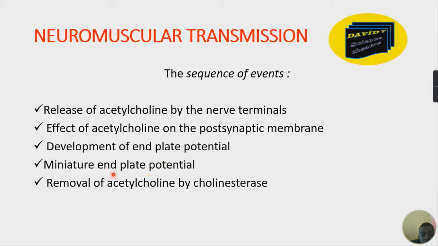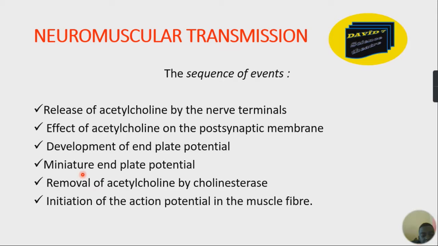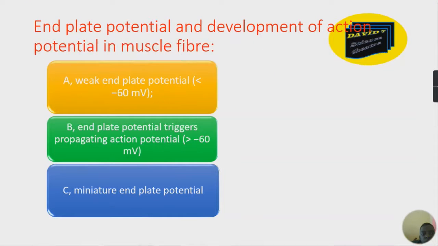We're going to talk more about a few things here. These are common, we saw them in synaptic transmission. And lastly, the initiation of an action potential in the muscle fiber. So acetylcholine is removed, there's formation of the miniature end plate potential, and development of the end plate potential. All these are the sequence of events responsible for neuromuscular transmission.